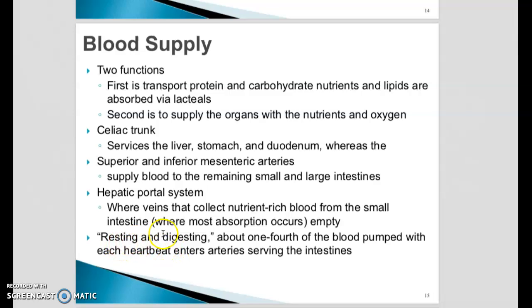At rest and during digestion, a quarter of the blood pumped with each heartbeat enters arteries serving the intestine. So you can see blood supply plays a huge part in our digestive system.